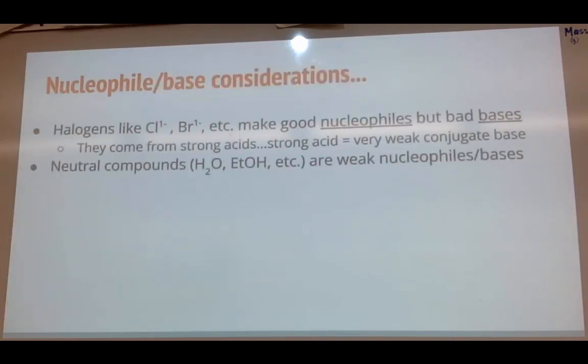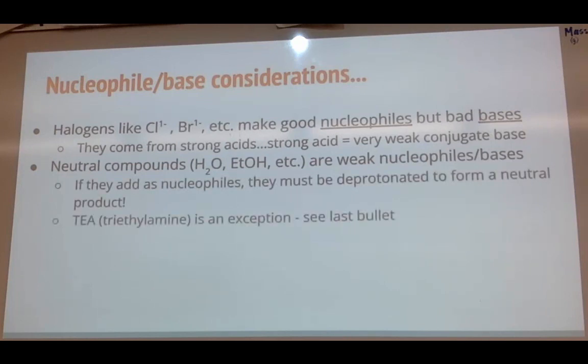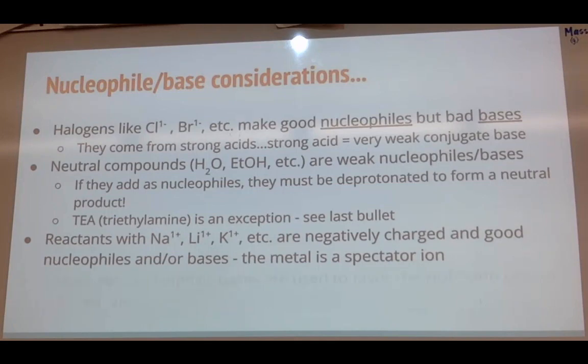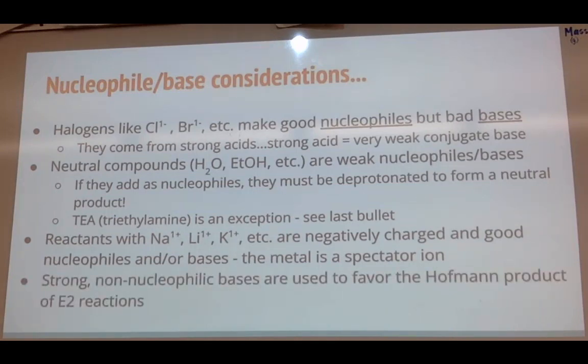So we're on the next slide now. Halogens, so Cl minus, Br minus, I minus. These make good nucleophiles, but they make bad bases. Because, like we talked about in AP Chem, they come from strong acids. Strong acids mean a very weak conjugate base. We consider them neutral in AP Chem.